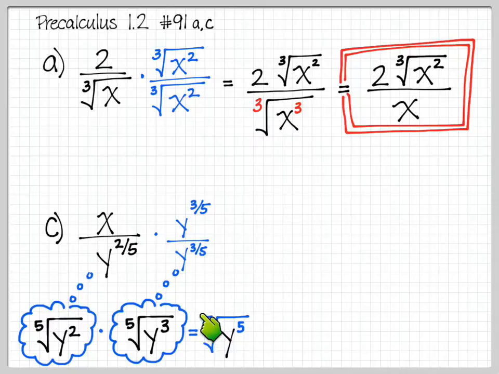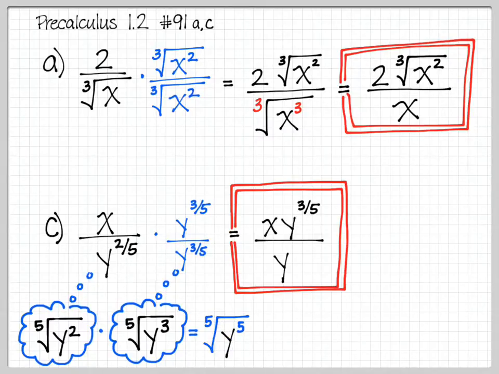and that's going to give us the 5th root of y to the 5th. So these will match, and therefore the denominator will be rationalized. And again, all I do now is I just do x times whatever this is up here, so I have x times y to the 3/5.